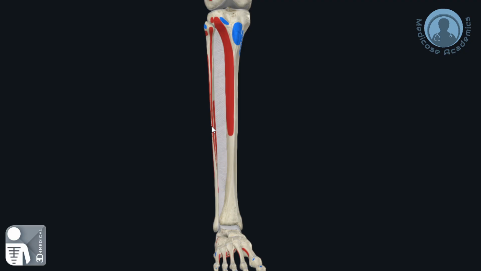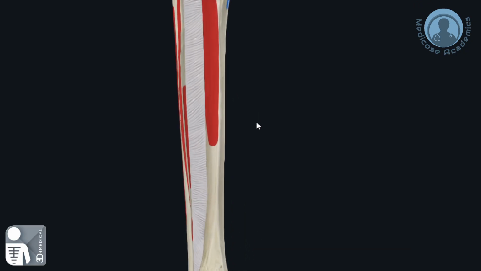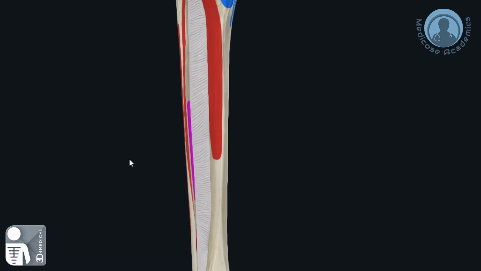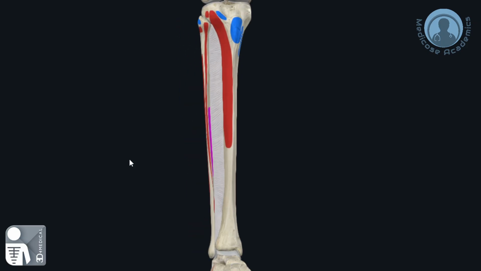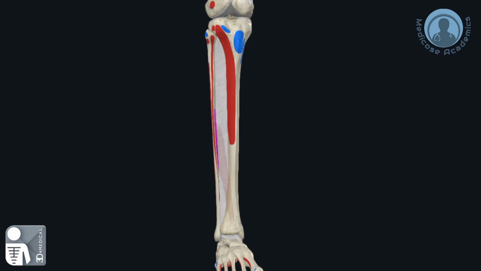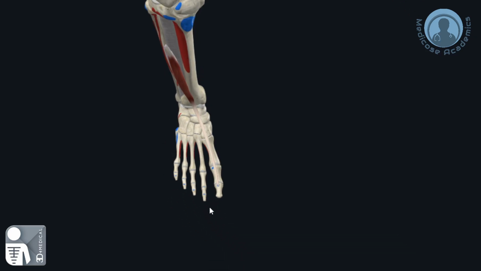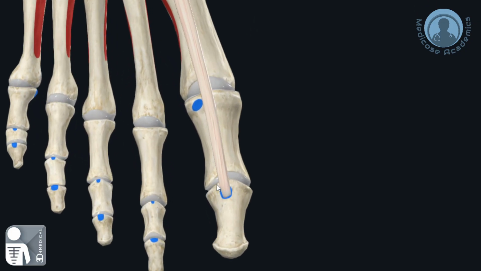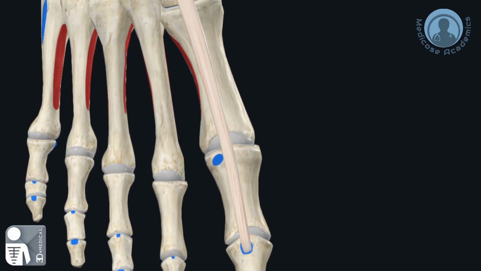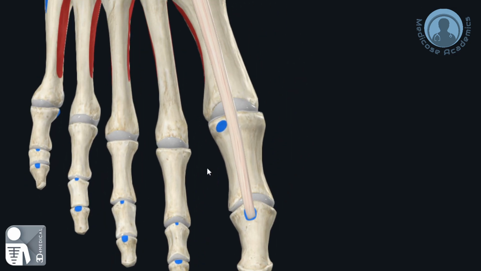This muscle arises from right here. As you can see, it arises from the middle part of the fibula. You can say middle third of the fibula, you can say middle two-fourths of the fibula, both will be considered right. And then as you can see, it goes on to insert right here, on the distal phalanx of the big toe. If I remove the muscle again, you can see this is the insertion point. So it inserts into the distal phalanx of the big toe.